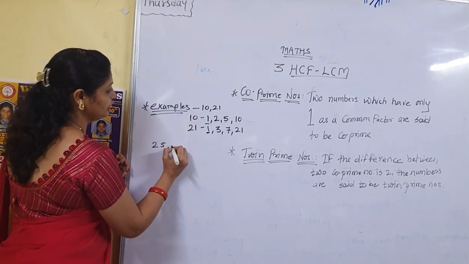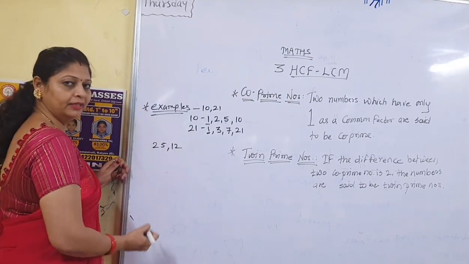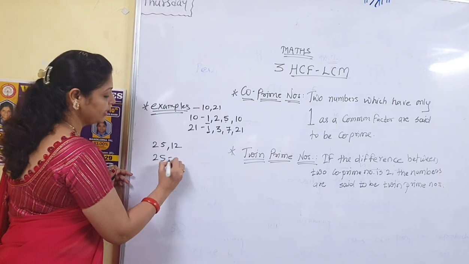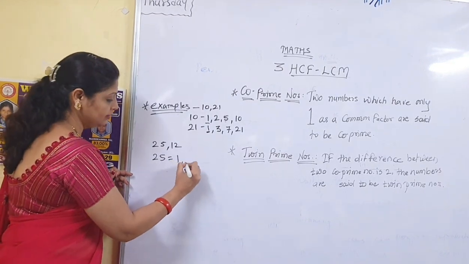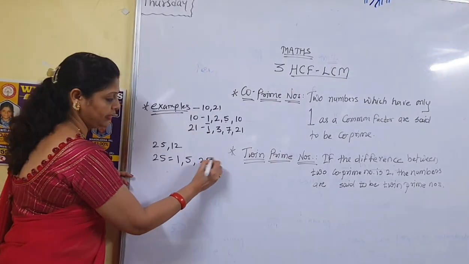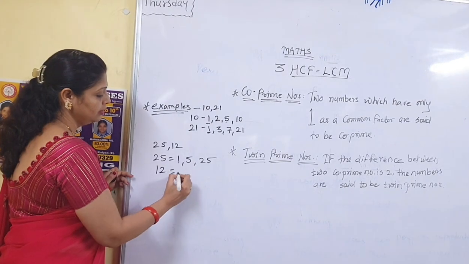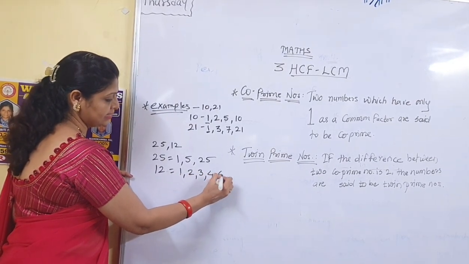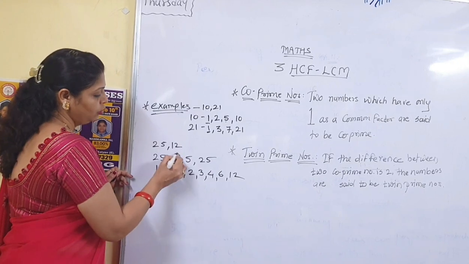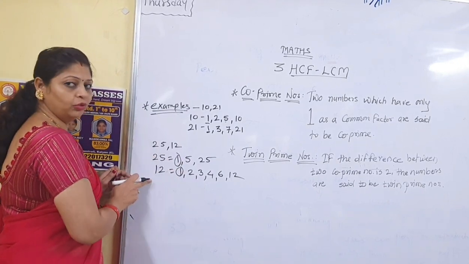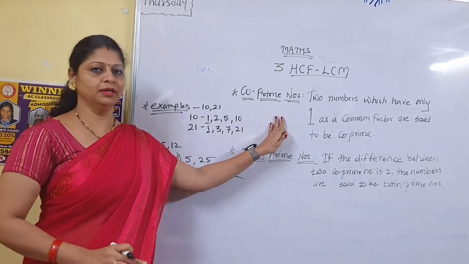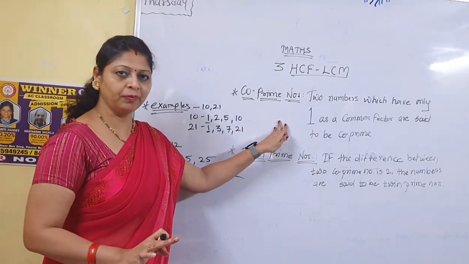Same like next, for example, 25 and 12. First of all, write down the factors of 25. What are the factors of 25? 1, 5, 25. Now what are the factors of 12? 1, 2, 3, 4, 6 and 12. Again, 1 is a common factor between both the numbers. Therefore, 25 and 12 are co-prime numbers. Understood the definition of co-prime numbers?